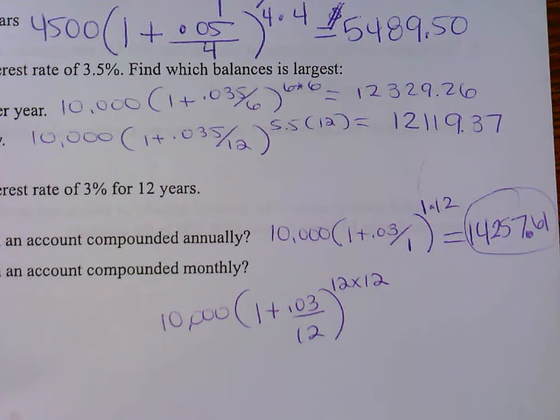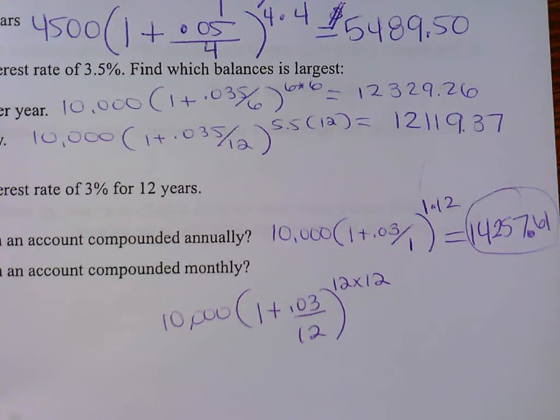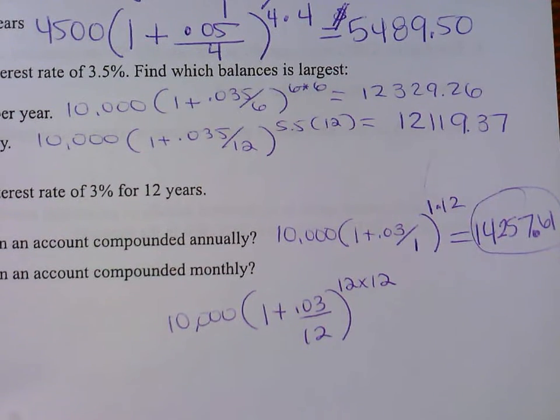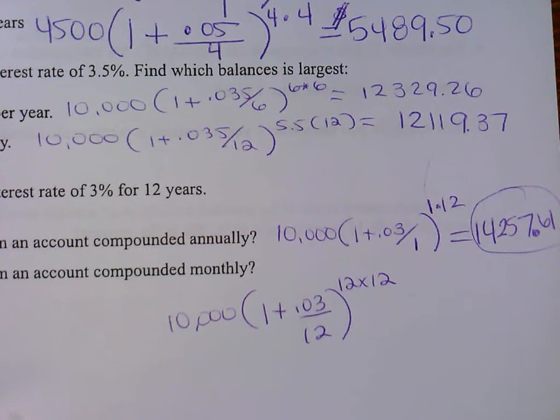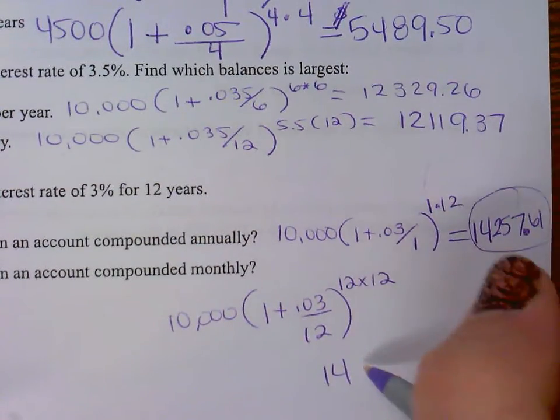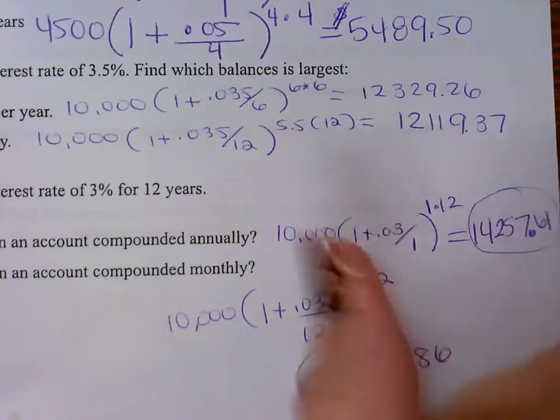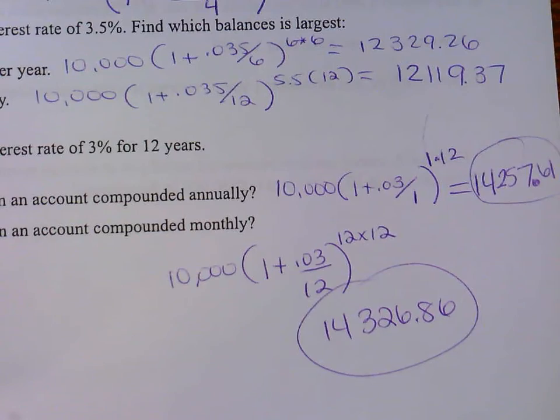Are you doing okay typing in these problems? If you're going to be doing homework on your phone, you might want to practice typing one of these into your phone just to see if you actually are able to get it correctly. Oh, shoot. Oh, okay. 14,326.86. All right, we did okay on those?